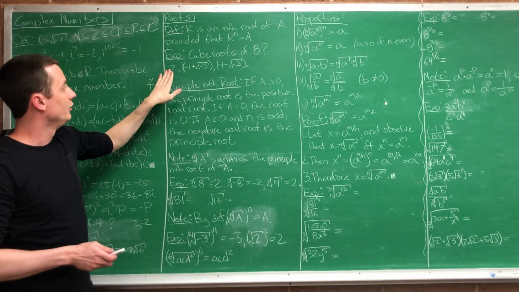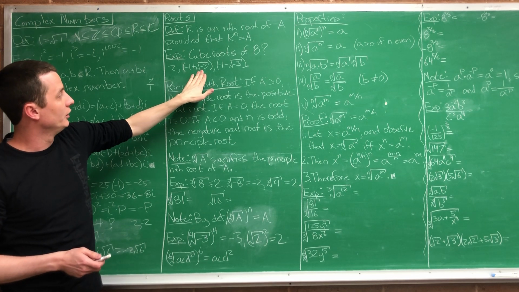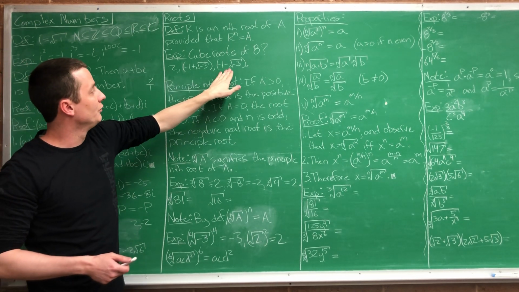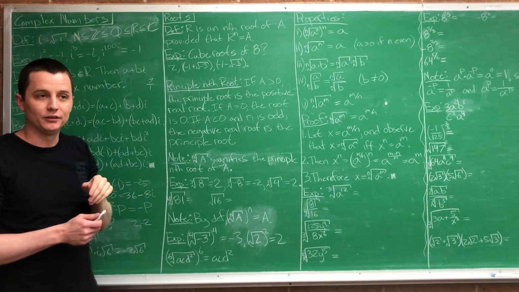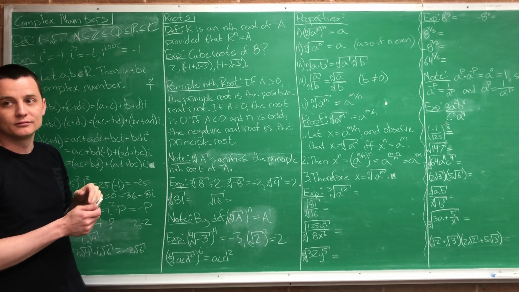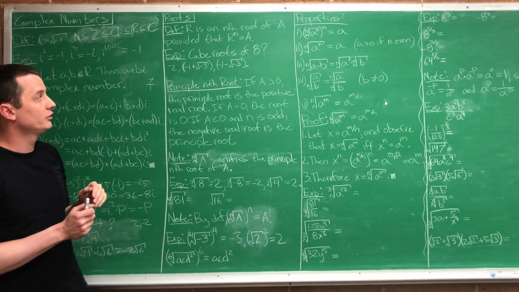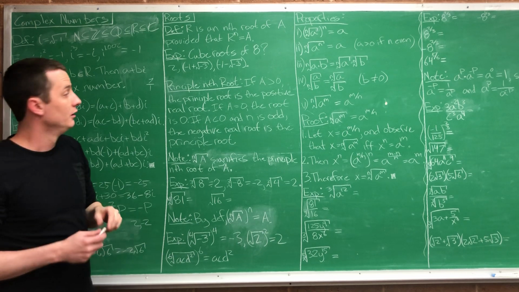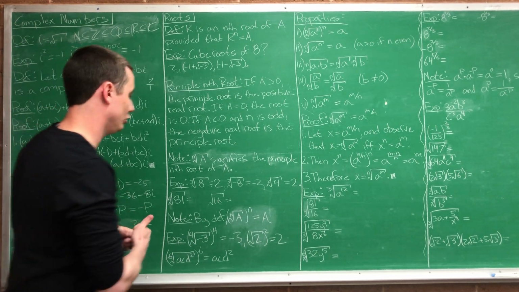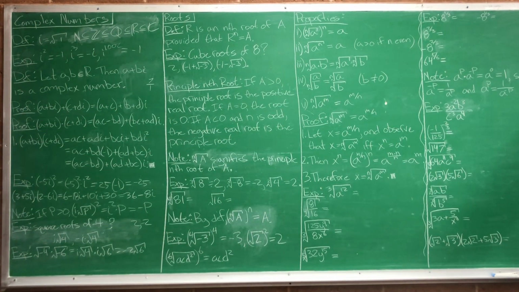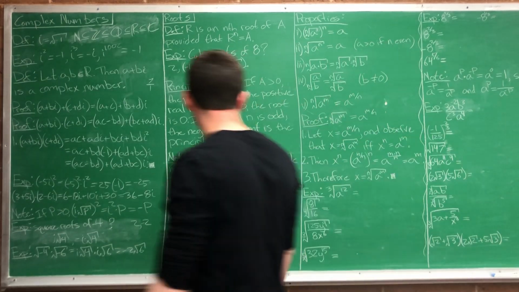What are they? They're 2, negative 1 plus the square root of negative 3, and negative 1 minus the square root of negative 3. What? Those are all the cube roots of 8. And you're saying what, so you don't like one of the ones I've drawn up there. So let's write it out.